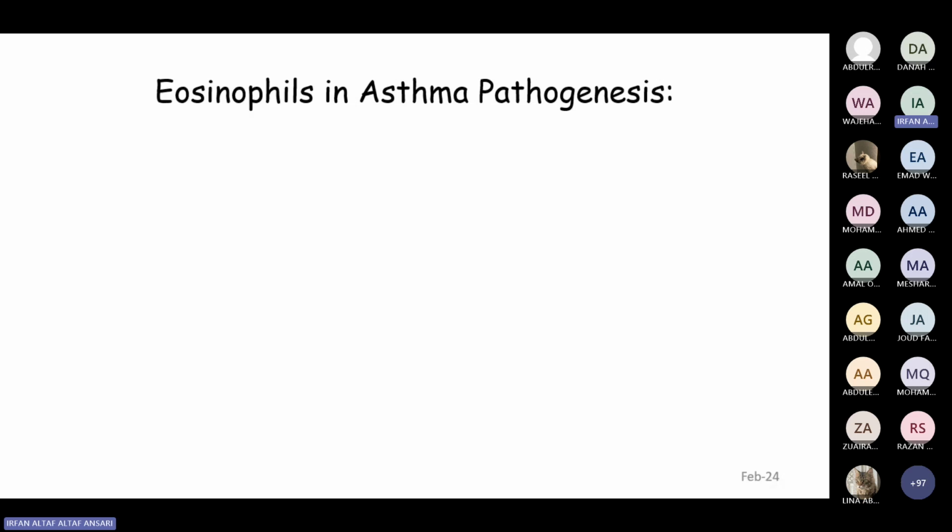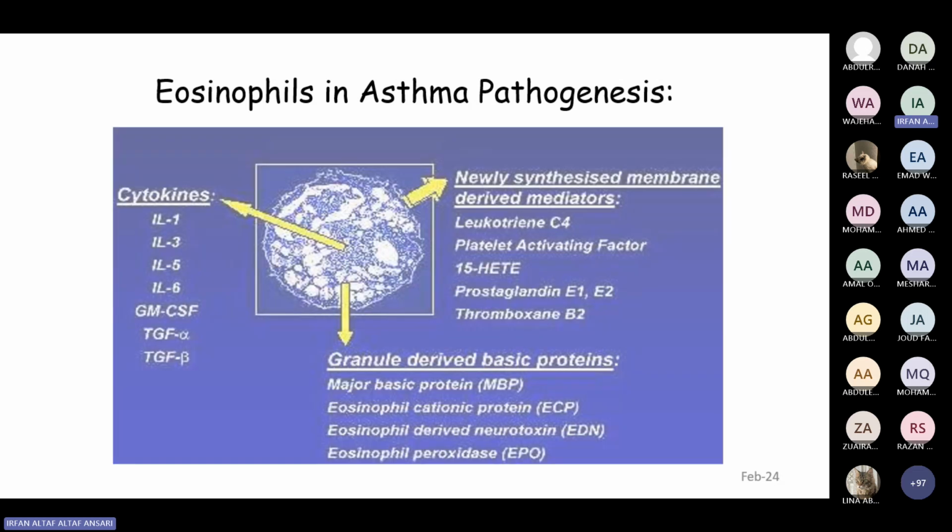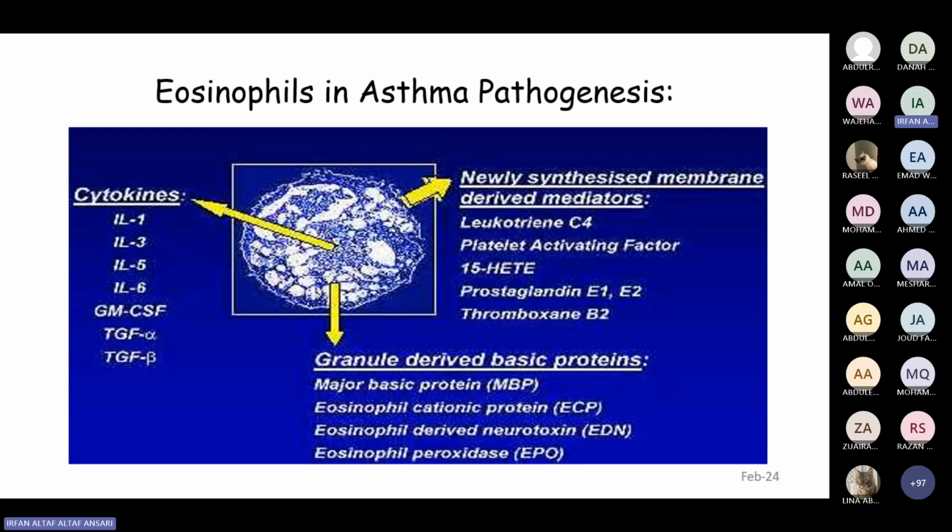Then we have another important cell in asthma, that is the eosinophil. Again, the eosinophil will have mediators. There are cytokines IL-1, IL-3, IL-5, IL-6, granulocyte-monocyte colony stimulating factor, transforming growth factor alpha, and transforming growth factor beta. They also synthesize membrane or endothelial derived mediators of inflammation. They are leukotriene C4, platelet activating factor, prostaglandin, and thromboxane B2.